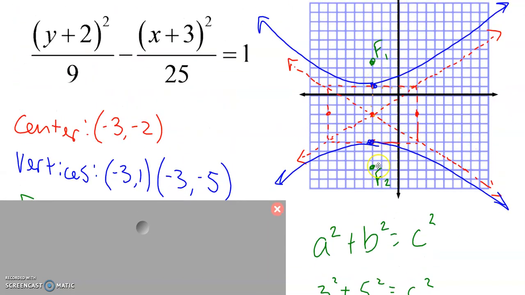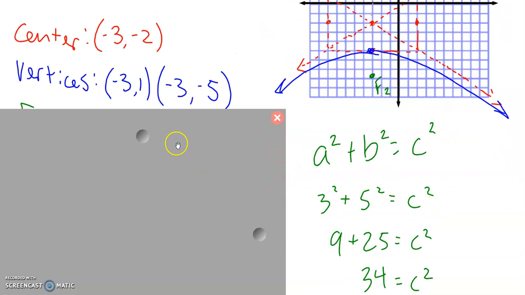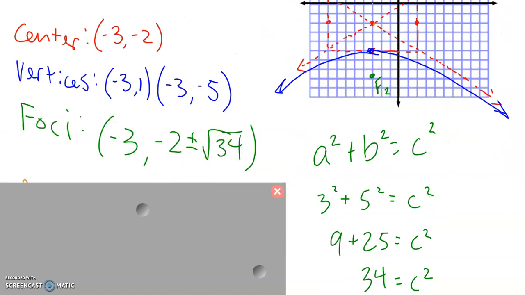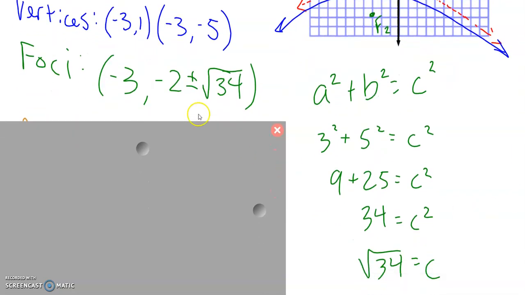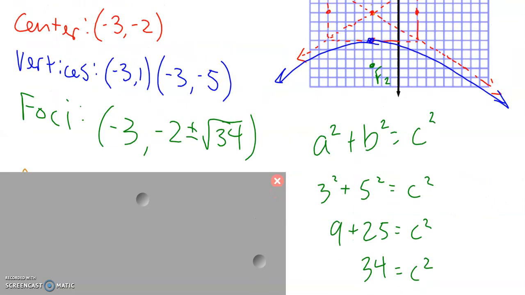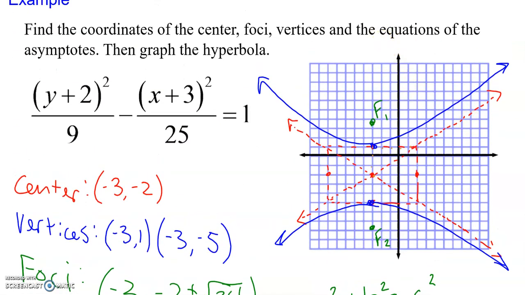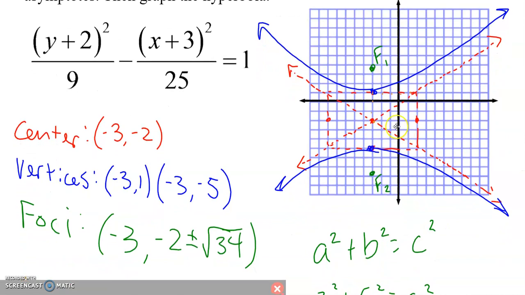And because y is first, the foci are going to be above and below the center, not left and right, because this is going to open up and down. So from the center, I add or subtract square root of 34 to the y coordinate. And those are the coordinates of my foci. Next, the equation of the asymptotes. So the asymptotes will both go through this point right here, which is -3, -2.